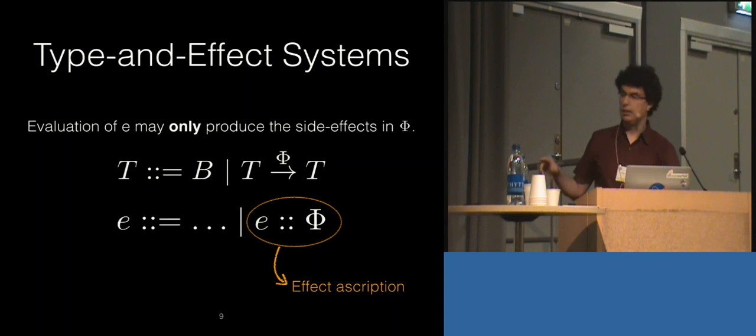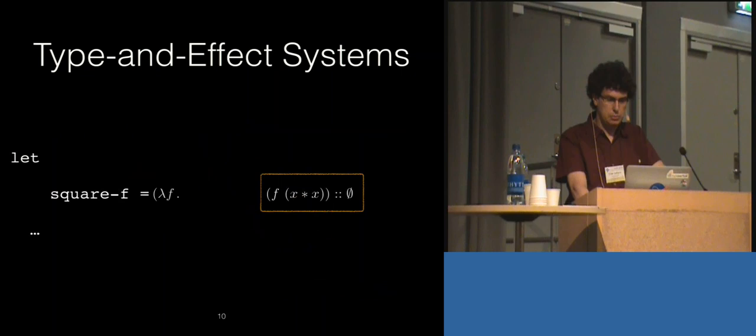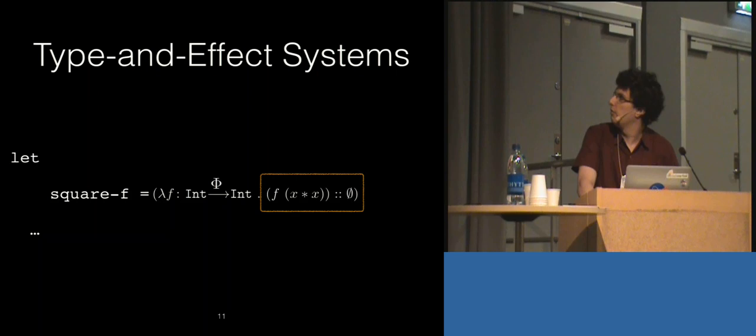So let's see an example of using this effect ascription. Here we have a function called square f, which takes as an argument a function, and it applies it to the square of an argument x, which is an integer. It's ascribed to the empty set, which means that it forces the function application to be pure. We also need to declare the signature of this function.